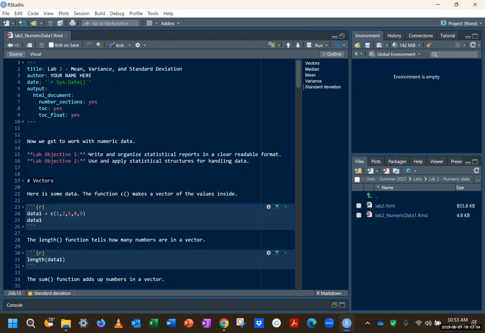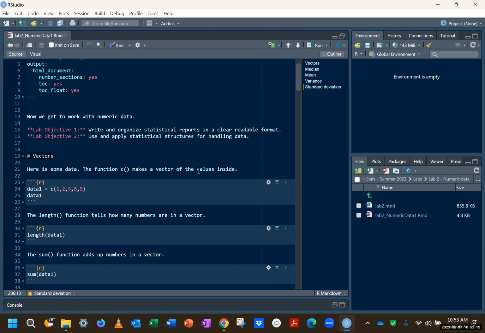What are the objectives for this lab? They are to always write and organize statistical reports in a clear, readable format, and then use and apply those structures for handling data. So the structures we're learning in this course, in this lab, are mean, variance, and standard deviation. So it all starts with some data.